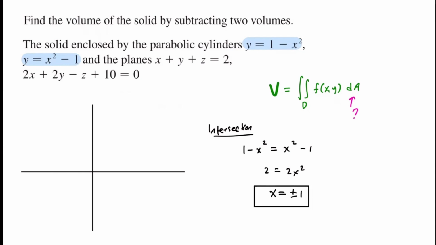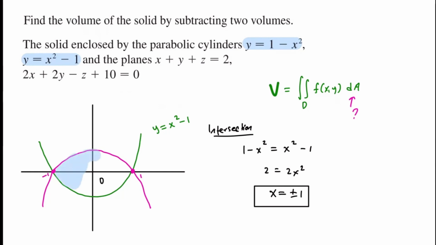So let's now draw the parabola. So one of the parabolas is facing up, something like that. So this will be y equals x squared minus 1. And the other parabola is going to be facing downward. So I'm going to draw that like this. So I know they intersect at 1, negative 1. Something like this. So this is the intersection. This is negative 1, this is 1. So this is our region of integration. This is D, all of this.